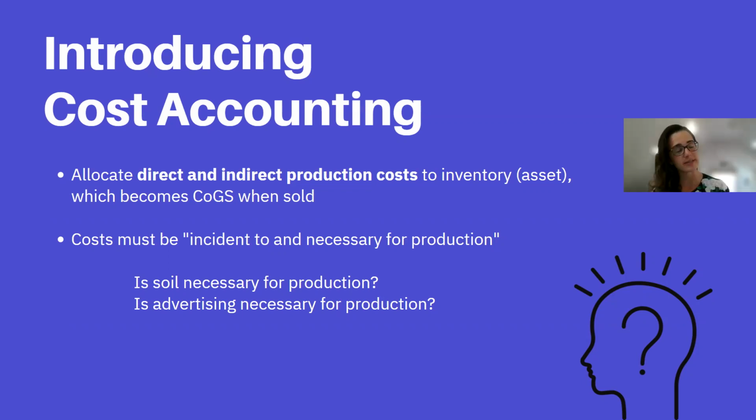So direct costs are straightforward. 100% of those can go to inventory because they are directly related to production. Indirect costs or overhead must be further categorized into 3 buckets. Those costs that you must allocate, costs that you never allocate, and costs that you allocate if you're using GAAP accounting. So if you recall from part 1, GAAP stands for Generally Accepted Accounting Principles.